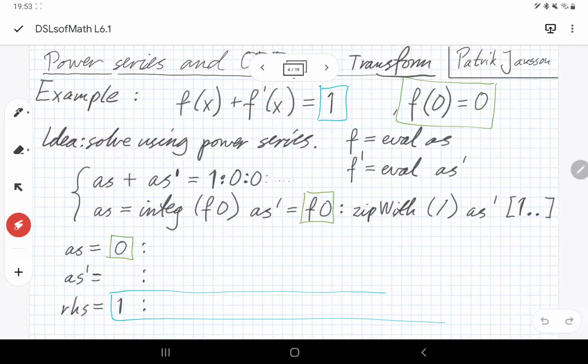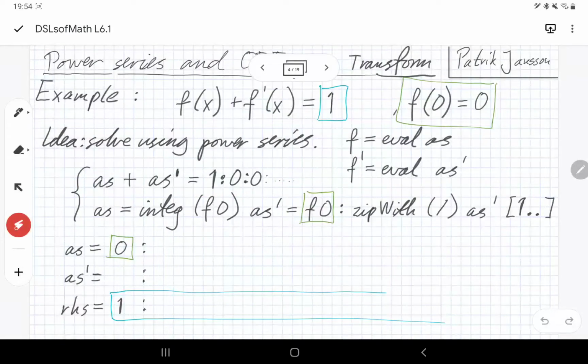Okay, and what happens with the equation? If I transform this equation, I get the equation on the lists, the infinite lists. Notice now this addition works on lists of coefficients. This is part of the ring instance that we worked out last week. So an infinite list of coefficients plus an infinite list of coefficients should equal an infinite list starting with a 1 and then just being zeros. Okay, so that's the first equation.